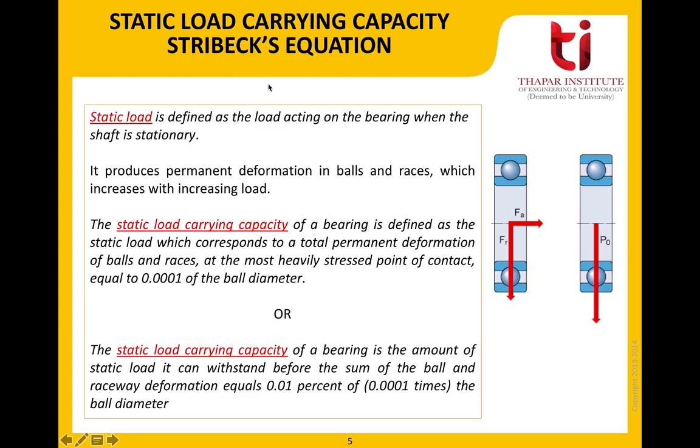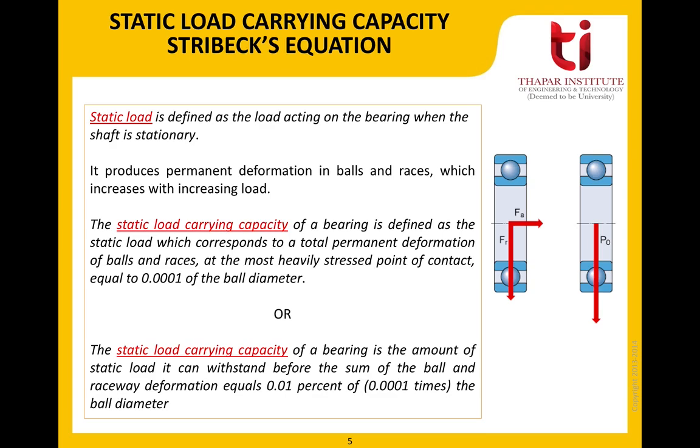So the first topic is static load carrying capacity of a bearing. As I mentioned earlier, a static load is defined as the load acting on the bearing when the shaft is stationary. Now, it produces permanent deformation in the balls and races, which increases with increasing load. Now, the permissible static load therefore depends upon the permissible magnitude of permanent deformation.